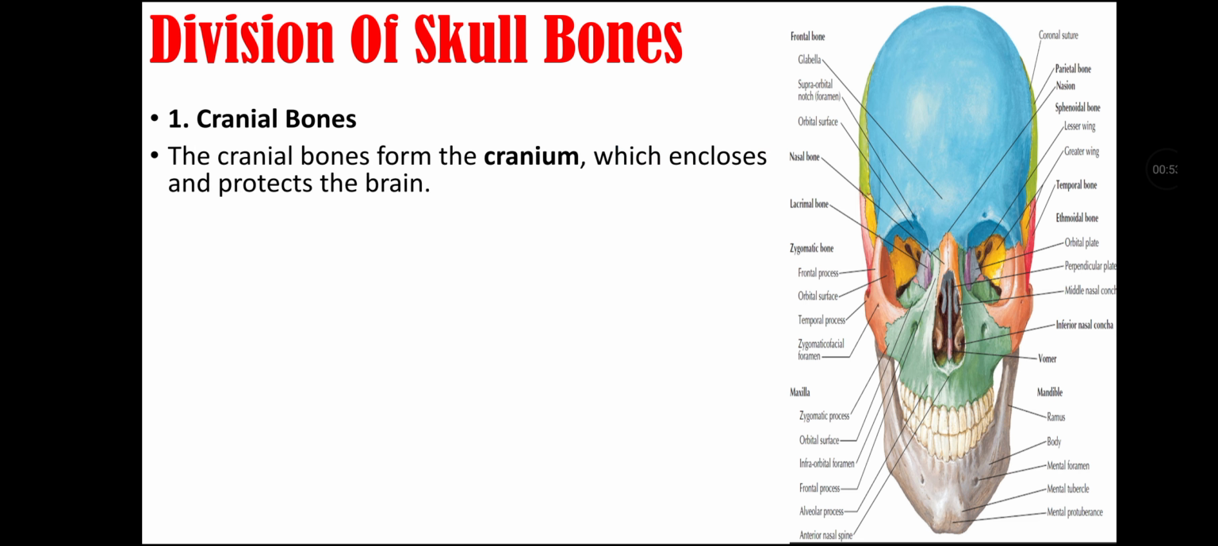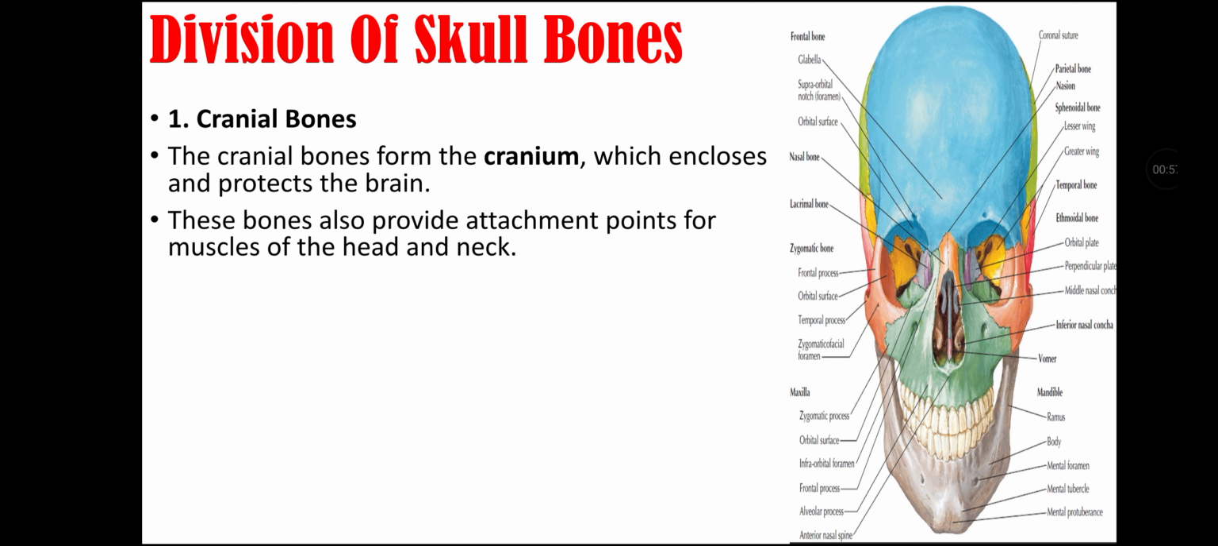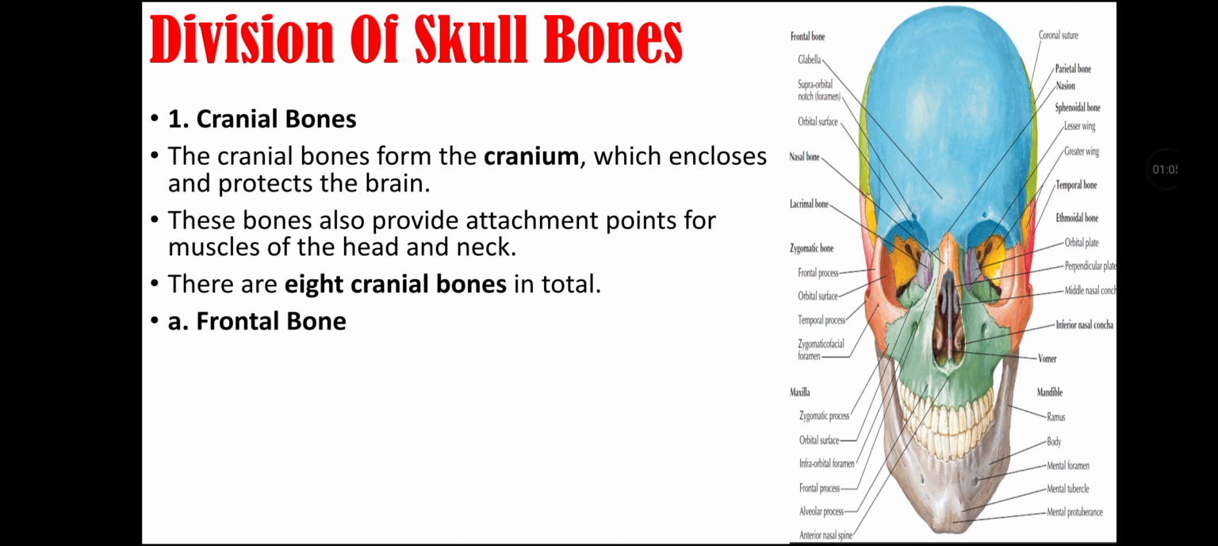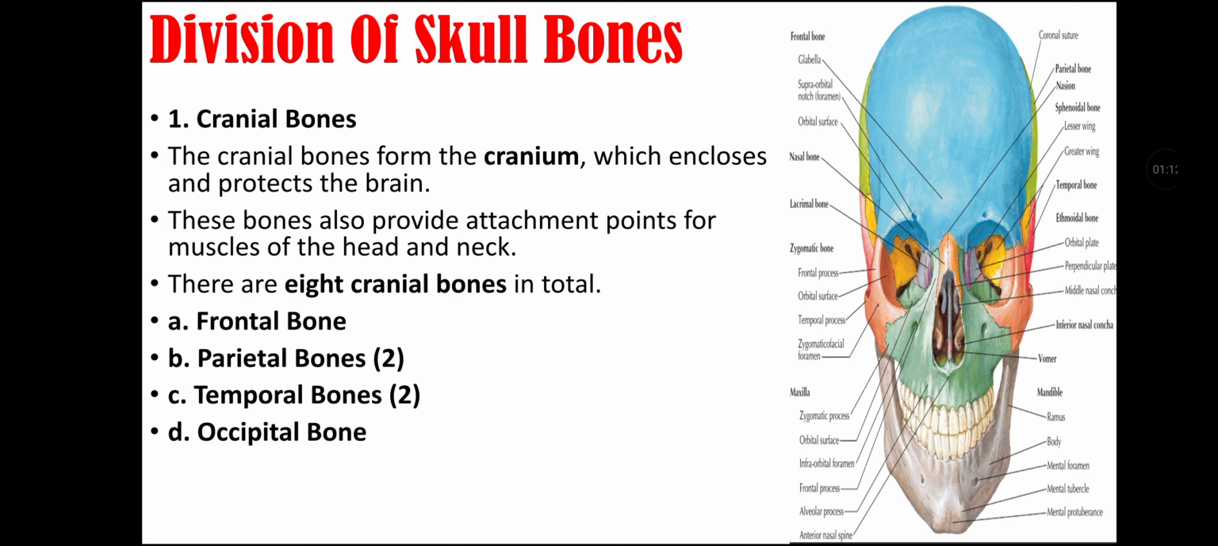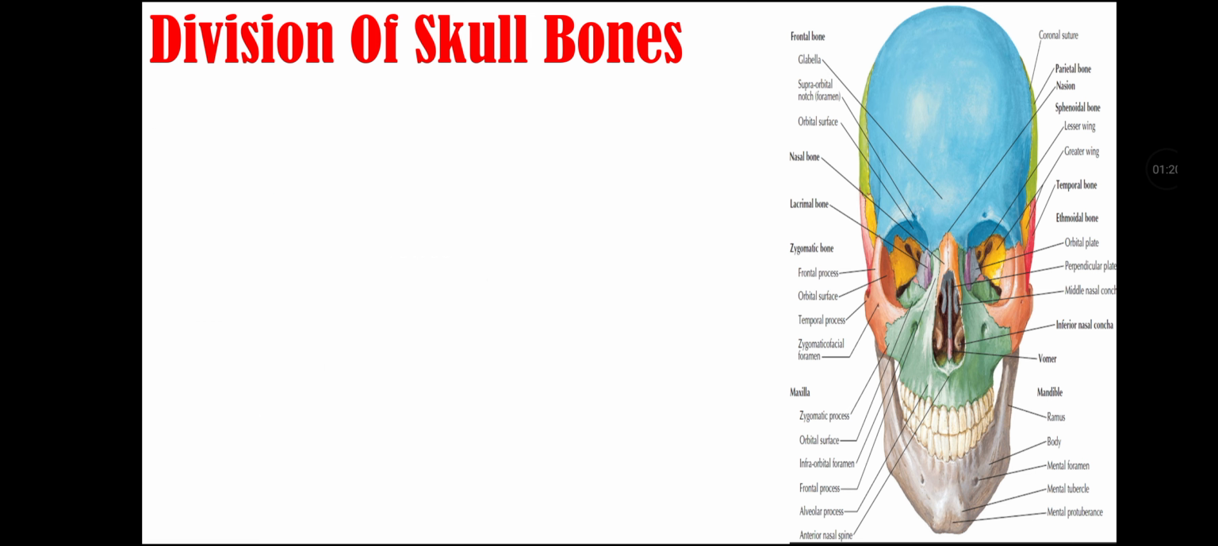Cranial bones form the cranium, which encloses the brain structure and protects the brain. These bones also provide attachment points for muscles of the head and neck. There are 8 cranial bones in total. First is the frontal bone, second two parietal bones, third two temporal bones, fourth occipital bone, fifth sphenoid bone and sixth ethmoid bone. Now let's talk about these bones one by one.